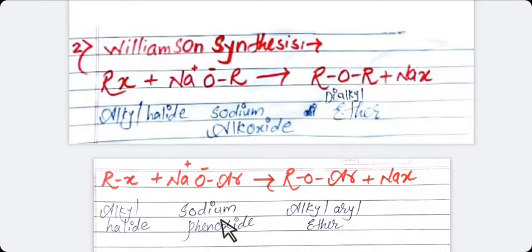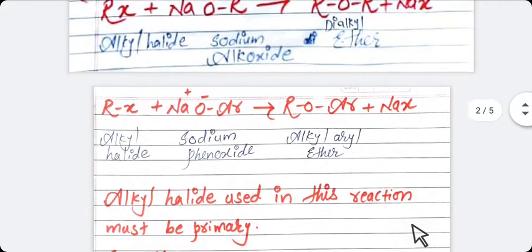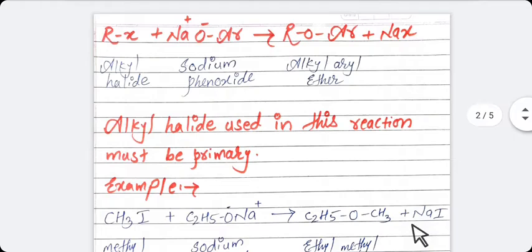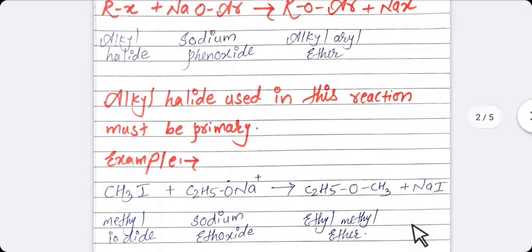Same here, when alkyl halide reacts with sodium phenoxide, it gives alkyl aryl ether. These two are the general examples for Williamson synthesis.